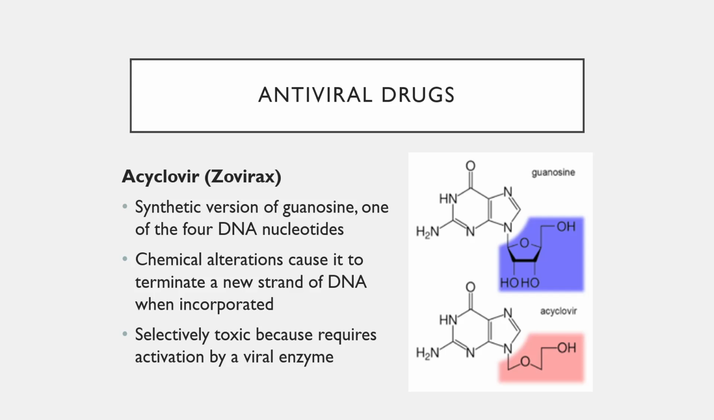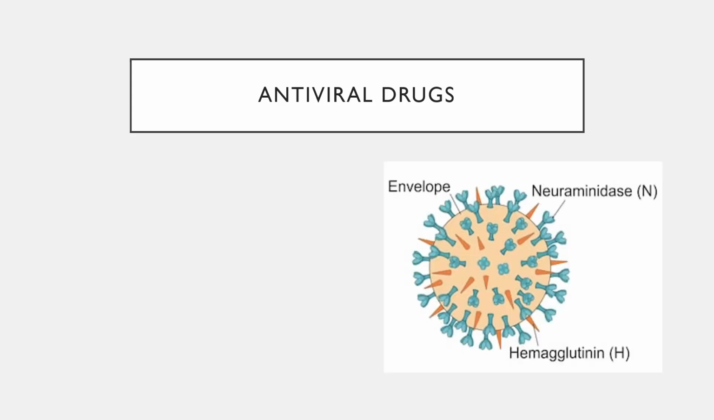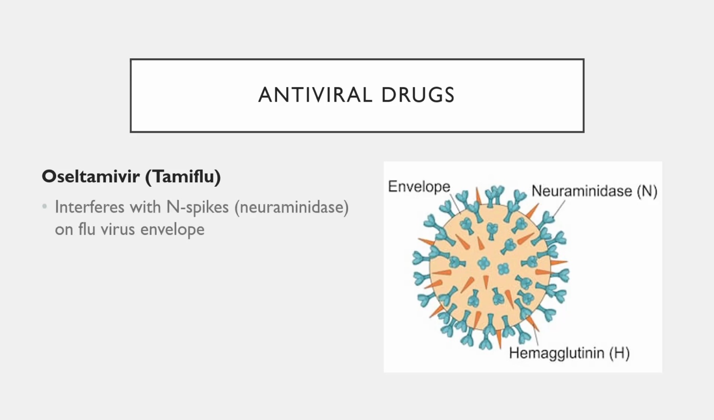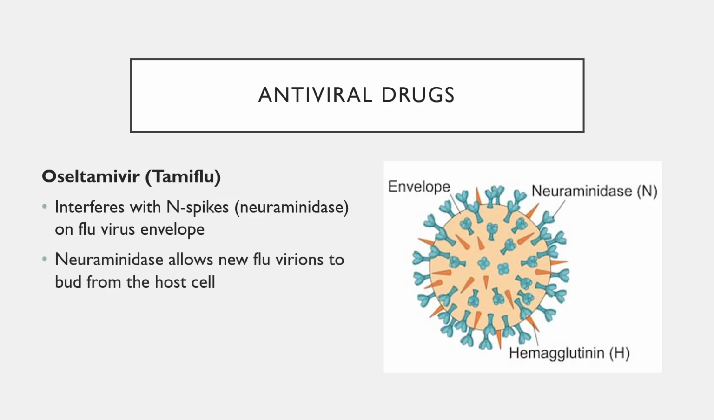The next antiviral drug that we will be talking about as an example is oseltamivir, or as you probably heard it called, Tamiflu. Tamiflu is used to treat infections of the flu. And the way that it works is by interfering with the special protein spikes found on the surface of the flu virus called N spikes. N stands for neuraminidase.